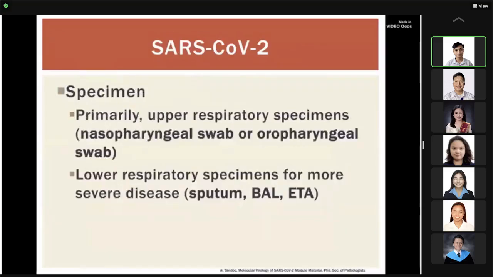So the specimen, primarily upper respiratory specimen, nasopharyngeal swab or oropharyngeal swab. For more severe diseases, we can collect or accept lower respiratory specimen like sputum, bronchoalveolar lavage, and endotracheal aspirate specimen. So this is again the recommended test for SARS-CoV-2.